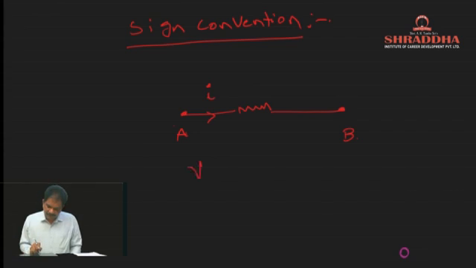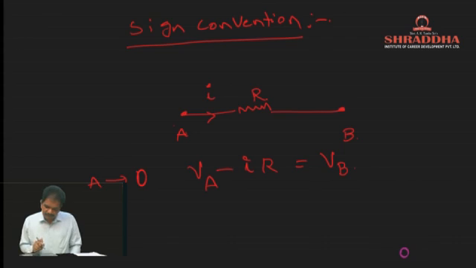We can write VA. Here let the resistor be R. So VA minus IR is equal to VB. So across the resistor, if we are moving in the direction of the current, if we are moving from A to B, VA minus IR is equal to VB.